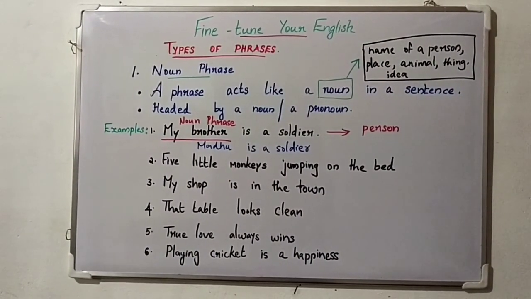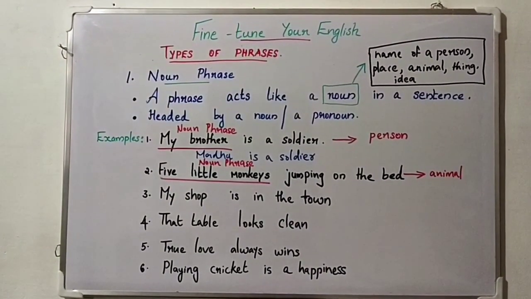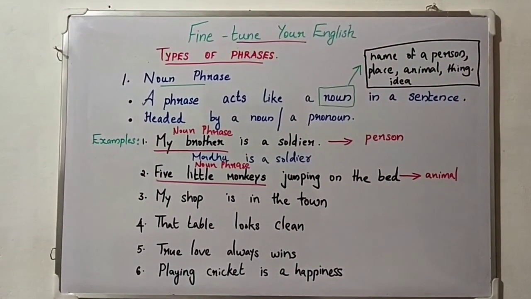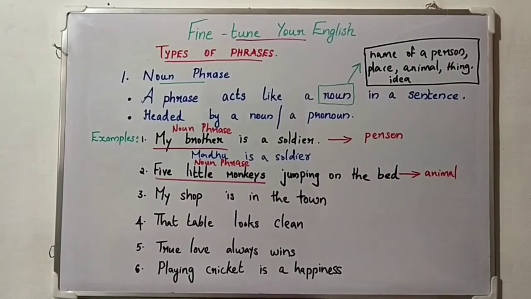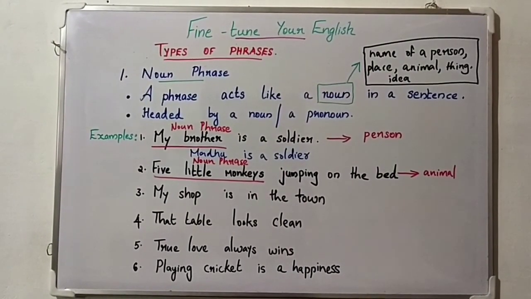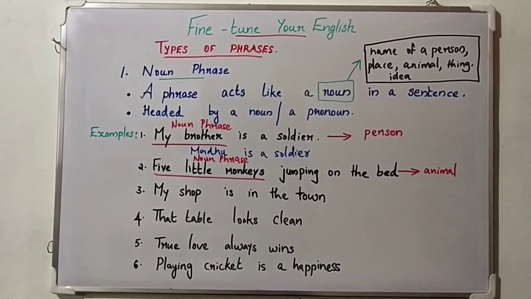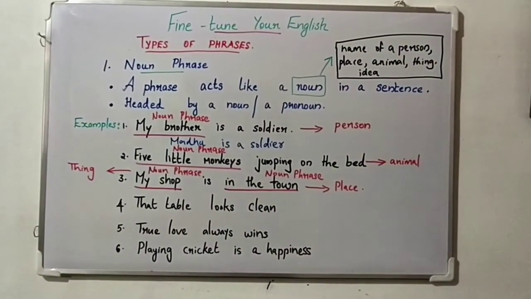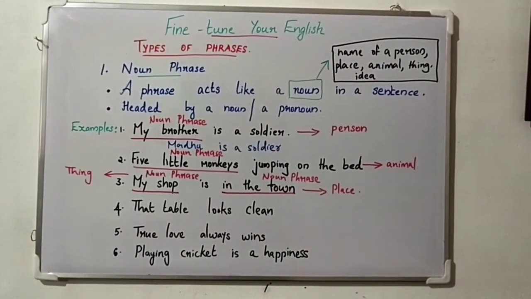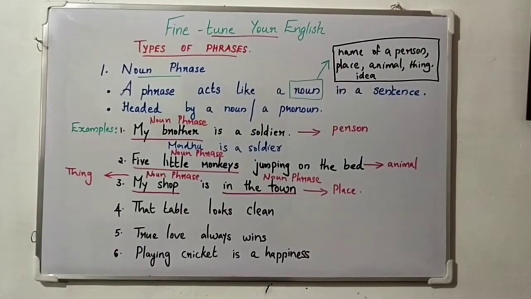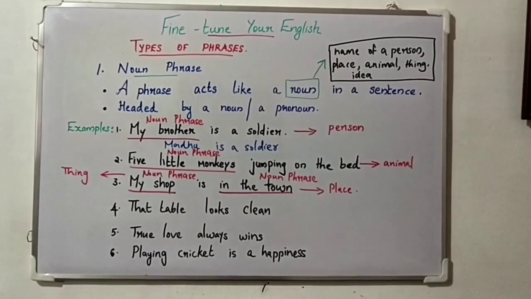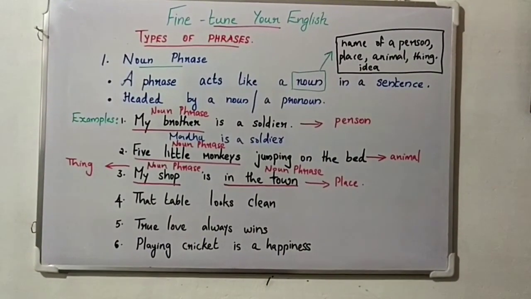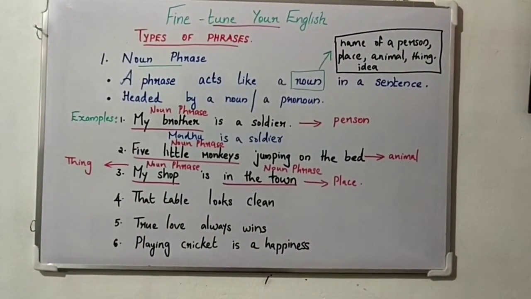Here 5 little monkeys is the subject of this sentence. And it is the noun phrase too. 5 little monkeys is the noun phrase in this sentence. And we can see it's a combination of a numeral determiner 5 and a quantifier determiner little and plural form of noun monkey. So it is the combination of determiner and a noun. And it is referring to group of animals. So it is the name of animal.